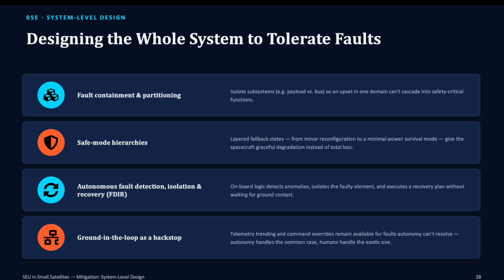FDIR is when the onboard logic detects anomalies, isolates the faulty element, and then executes a recovery plan without waiting for a command from the ground station. And then the ground in the loop is basically telemetry readings and command overrides that are available for faults that autonomy can't resolve.